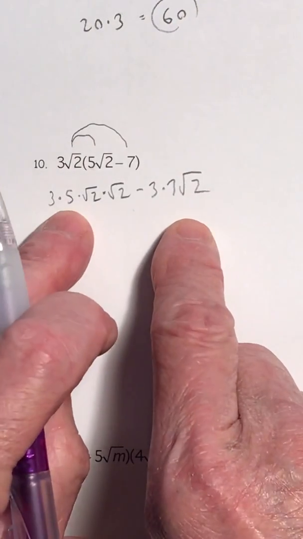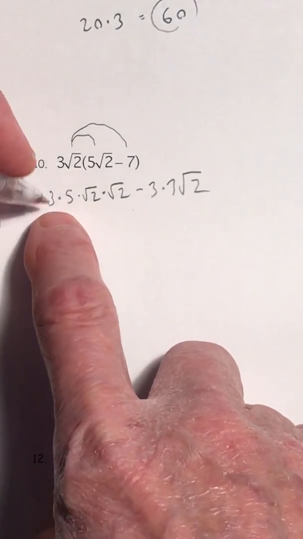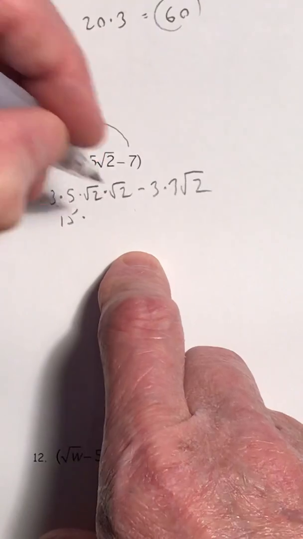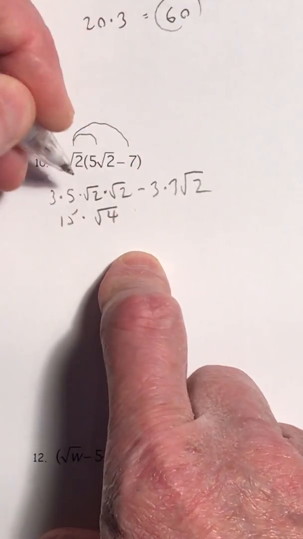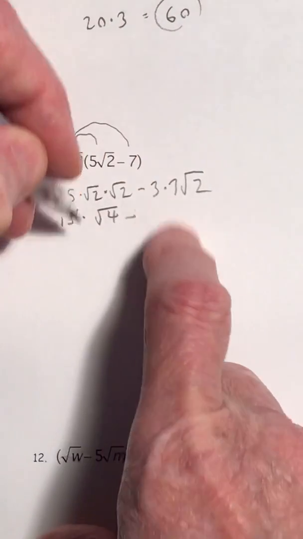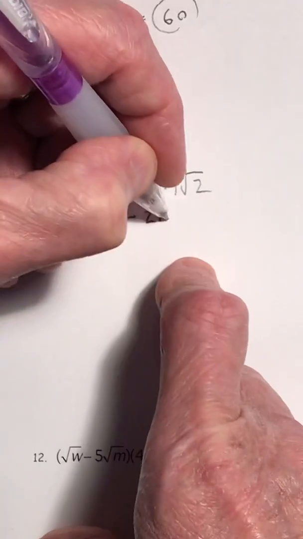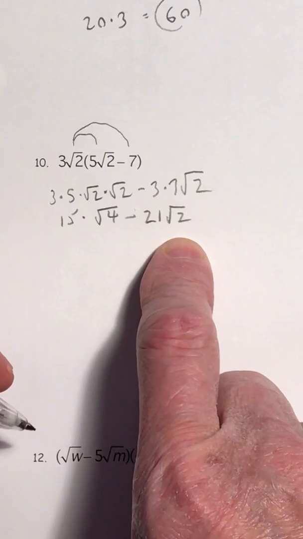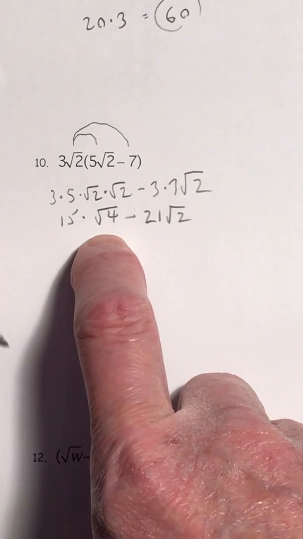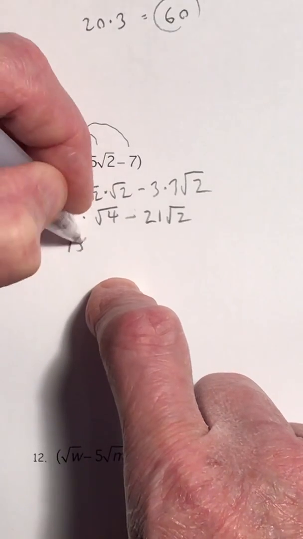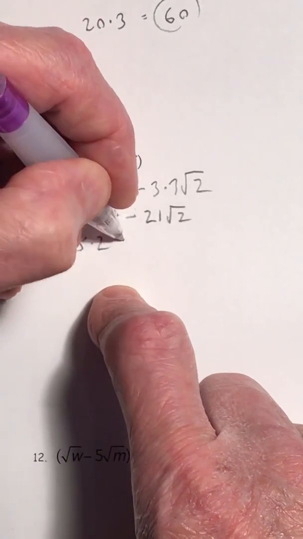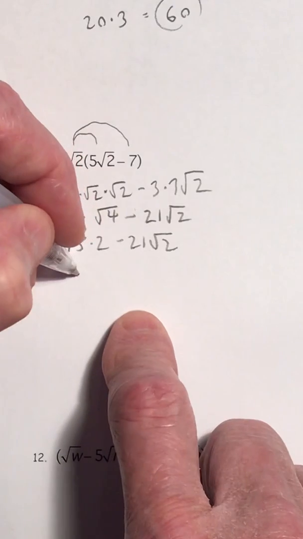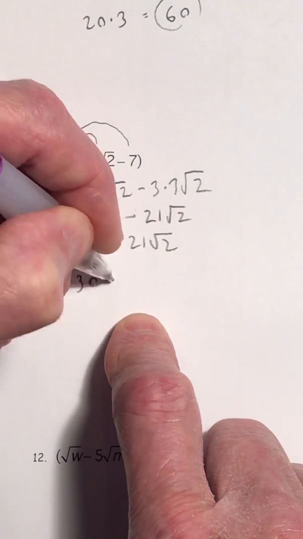Now simplify each part and we'll see where we are. 3 times 5 makes a 15. Square root 2 times square root 2 makes square root 4. And then 3 times 7 makes 21. And that square root 2 stays as it is. And of course this is really a 2. So we have 15 times 2, take away 21 times the square root of 2. 15 times 2 I can change to 30.